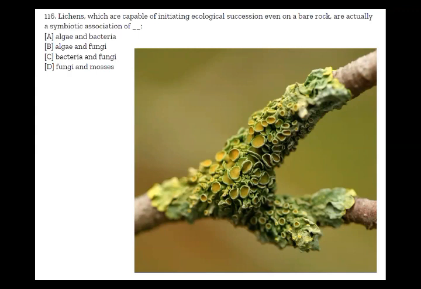So there are two organisms. One will perform the photosynthetic part that nourishes the symbiosis event, and another one will make the organisms survive in the particular environment. So that's why it's called the symbiotic association.